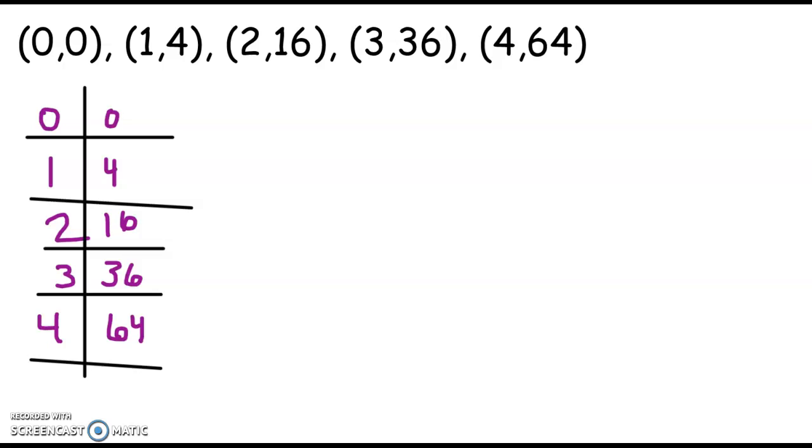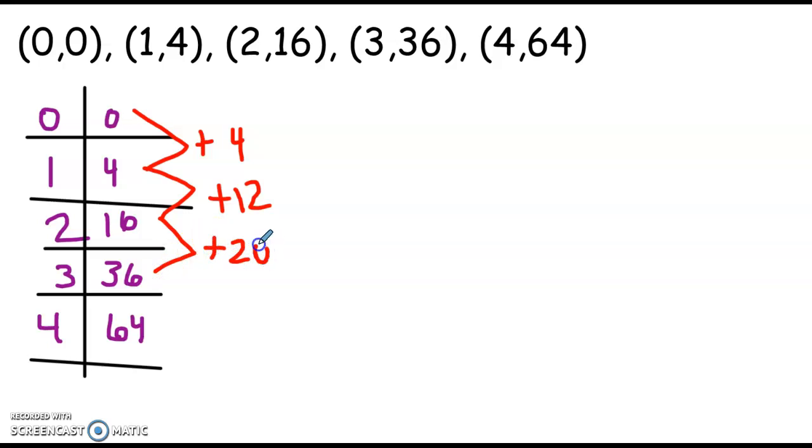So now let's see. To go from 0 to 4, I add 4. From 4 to 16, I add 12, right? 16 minus 4 is 12. From 16 to 36, I add 20 because 36 minus 16 is 20. To go from 36 to 64, I add 28 because 64 minus 36 is 28. Didn't happen on the first try.